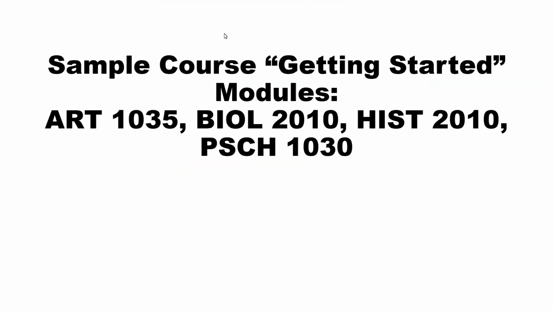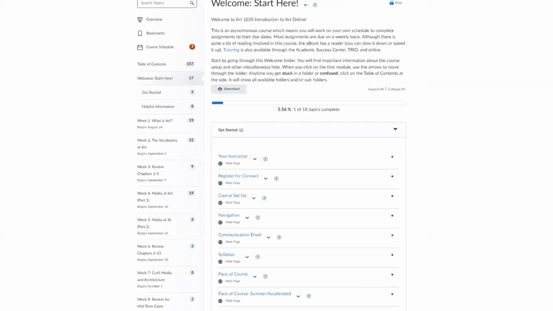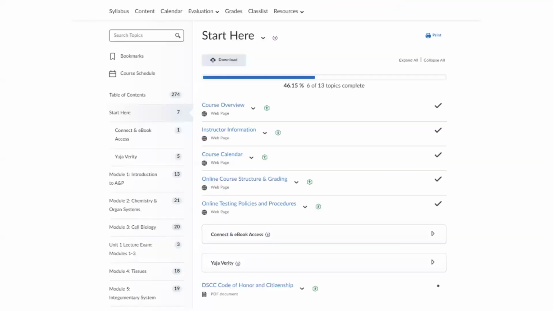The next slide shows some sample Getting Started. This is where some real differences begin to show up in what people include in their Getting Started modules. So for the art course, have a description as well as then various web pages that give information about not only the instructor, but the course, the pace of the course, the syllabus, navigating the course.